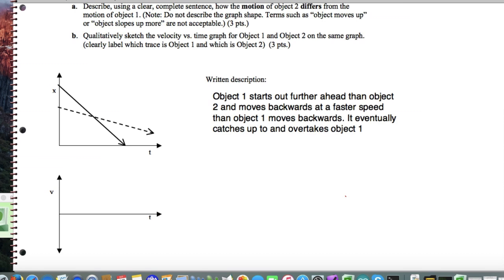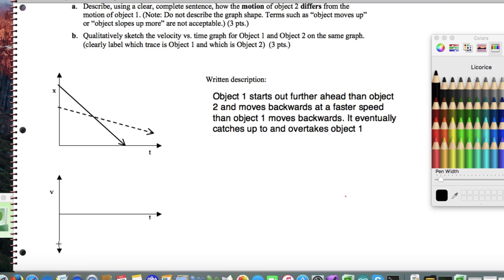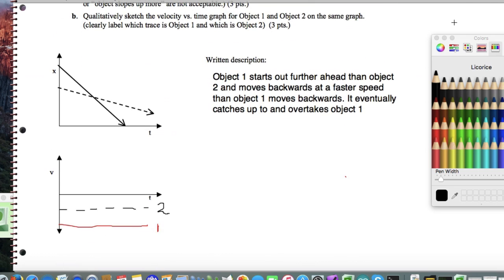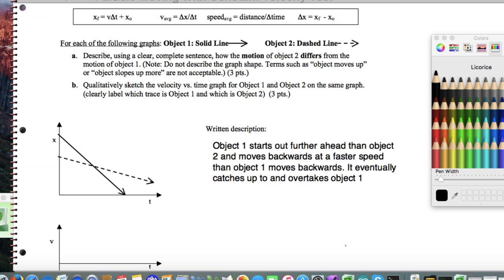And then when we want to actually draw the velocity graphs, again, object 1 is going faster, so I'll call this 1. And then object 2 going just a little bit slower. I'll even do it as a dotted line here. So again, both negative velocities, but closer to the time axis, which really means closer to 0 on the velocity axis. So that's the first one. Let's take a look at the second one.